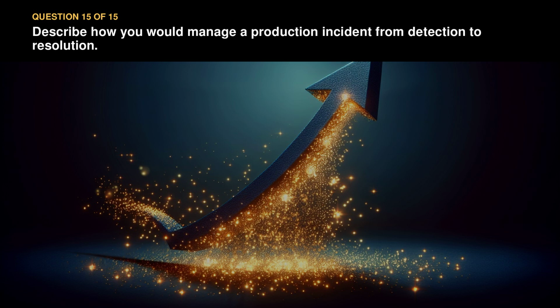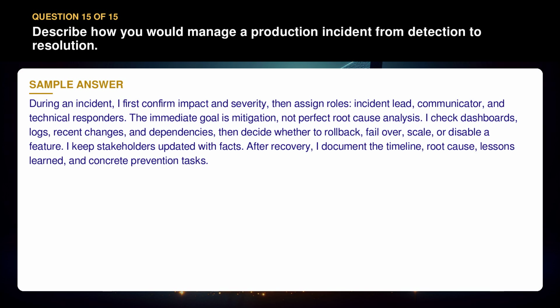Describe how you would manage a production incident from detection to resolution. During an incident, I first confirm impact and severity, then assign roles: incident lead, communicator, and technical responders. The immediate goal is mitigation, not perfect root cause analysis. I check dashboards, logs, recent changes, and dependencies, then decide whether to roll back, fail over, scale, or disable a feature. I keep stakeholders updated with facts. After recovery, I document the timeline, root cause, lessons learned, and concrete prevention tasks.